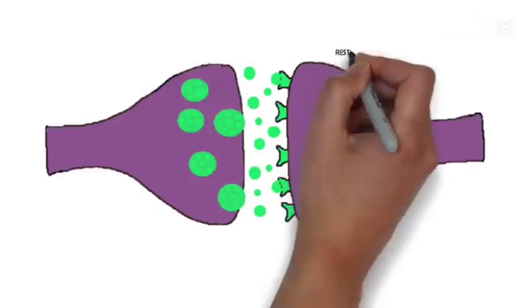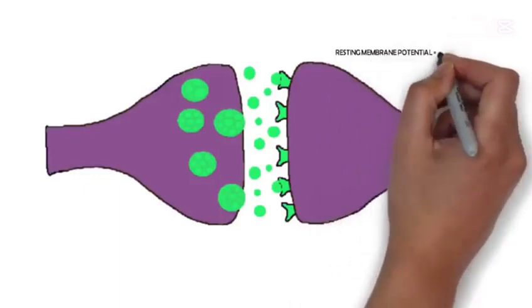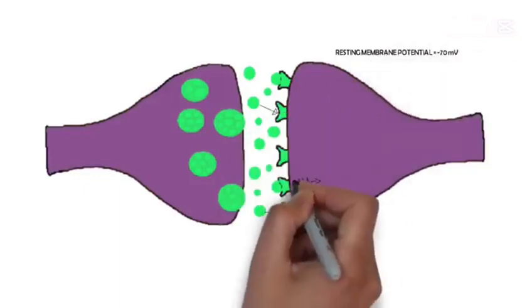Today we're going to talk about action potential. The resting membrane potential of a neuron is around negative 70 millivolts. When a neurotransmitter binds to receptors on the dendrites of a neuron, it can have an effect on the neuron known as depolarization. This means that it makes the membrane potential less polarized, or causes it to move closer to zero.